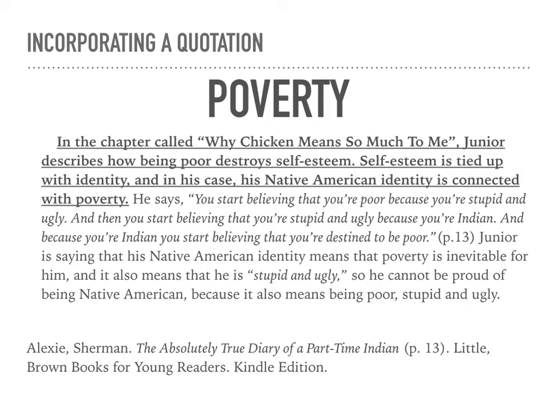So here it is again. The bold underlined sentences are the P, the point I'm trying to make, which in this case is a point about something the narrator communicates in the novel. I'm going to read this part. In the chapter called Why Chicken Means So Much to Me, Junior describes how being poor destroys self-esteem. Self-esteem is tied up with identity, and in his case, his Native American identity is connected with poverty.